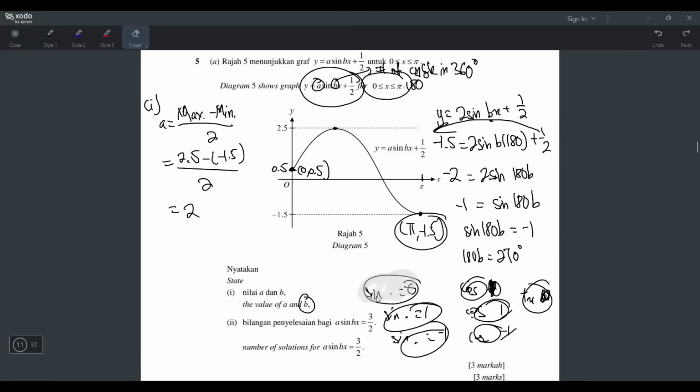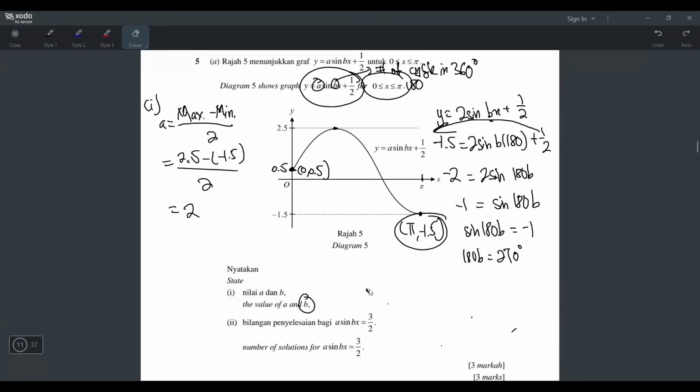But if it's not the special case, then you can use calculator, like you can press shift sine, shift cos, shift tangent. These 7 you have to hafal because the answer does not belong to any quadrant. That's why it's like a special case. So that is why I know the shift sine negative 1 is 270. Okay, now I can find my B.